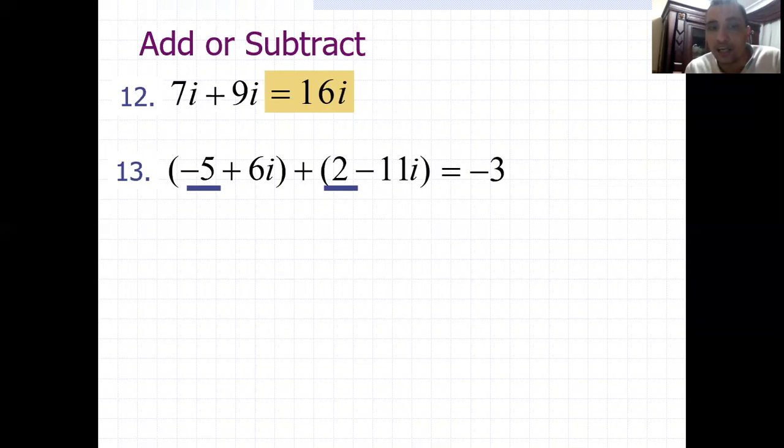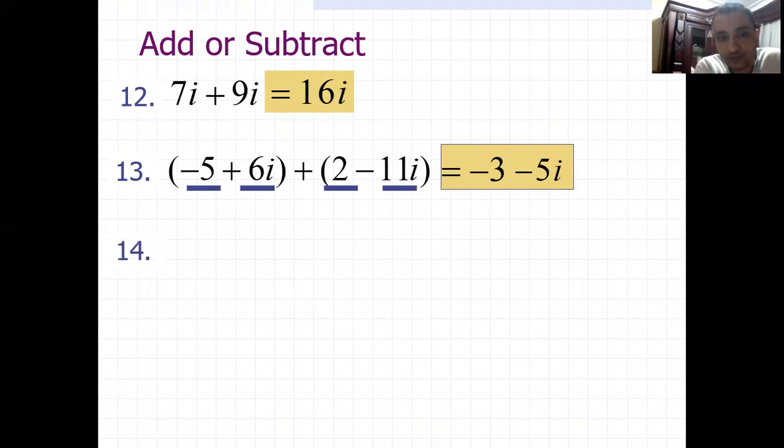And 6i plus negative 11i will be negative 5i, the imaginary parts. So the answer of this question will be a complex number in the form of negative 3 minus 5i.